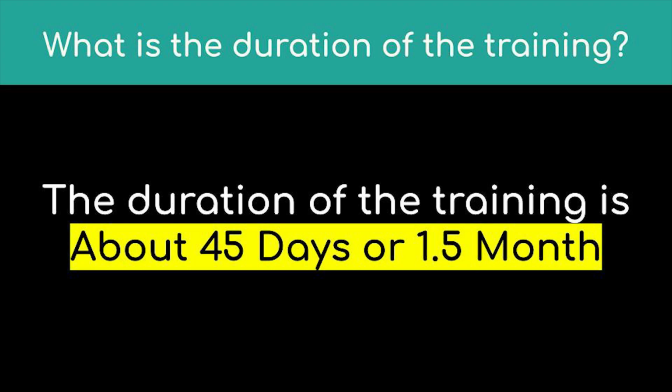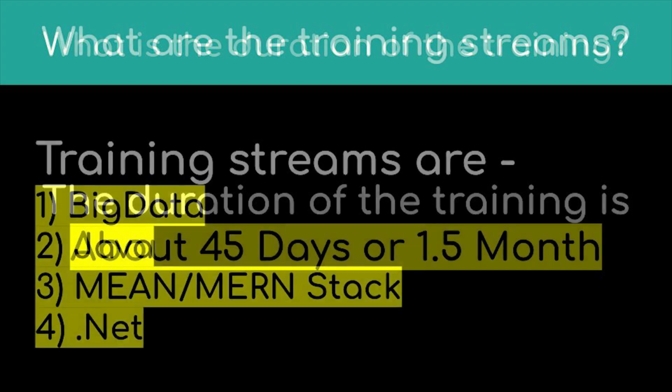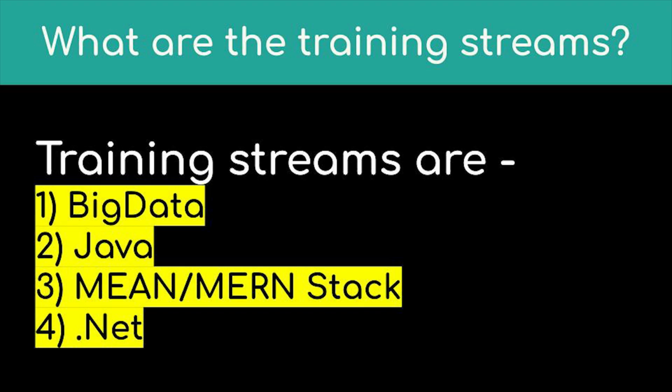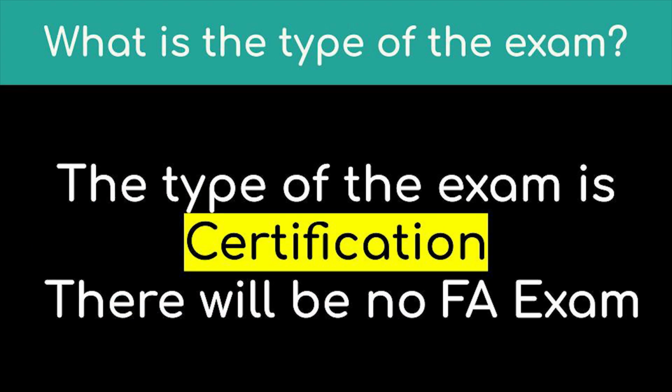So now you might have a question, what are the streams? There are basically 4 streams. Those are Big Data, Java, MERN or Main Stack, and .NET. For stream allocation, you can give 3 choices and there is a 99% chance that you will get the stream of your choice. Now the next question is what is the exam type?